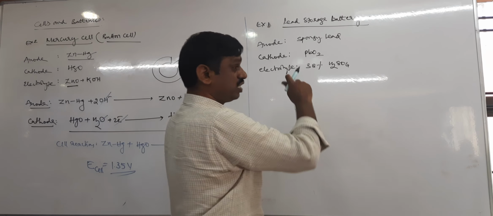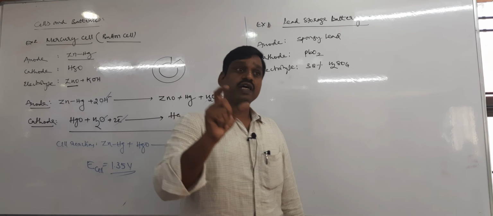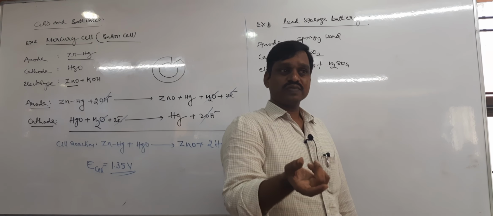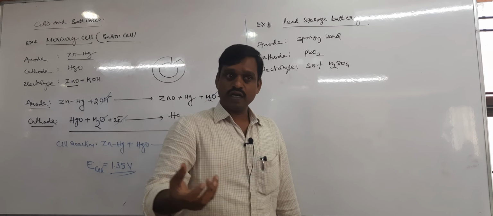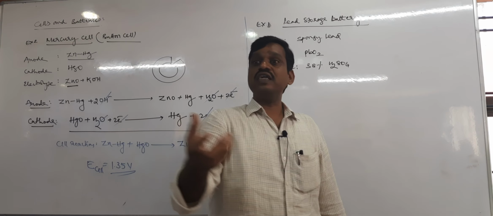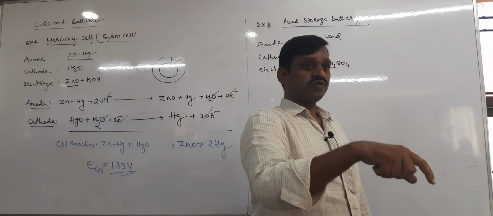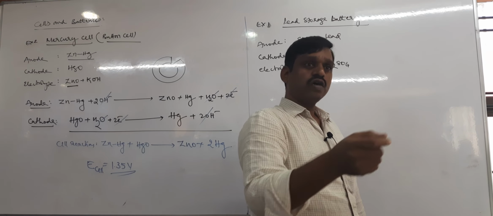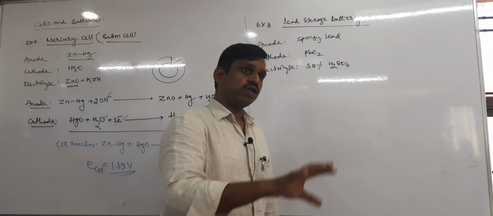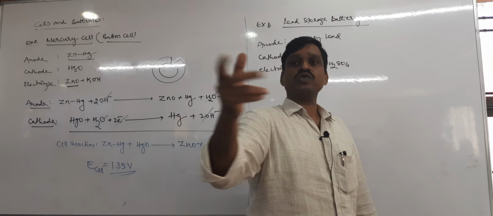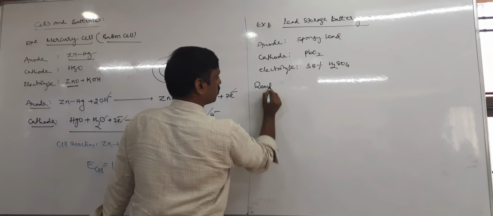Now, since it is a secondary cell, two types of reactions take place. One, reaction during the cell discharge, when current is drawn from the cell. Next, reactions during the cell recharge. When can the cell be recharged? When current is passed from an external source in the opposite direction. That's what you try to remember. One reaction, and the other reaction is quite the opposite.